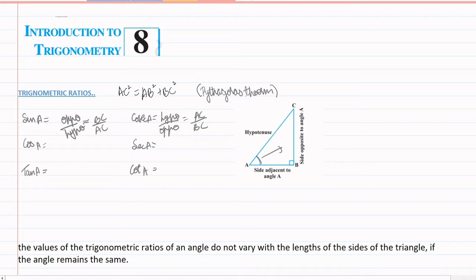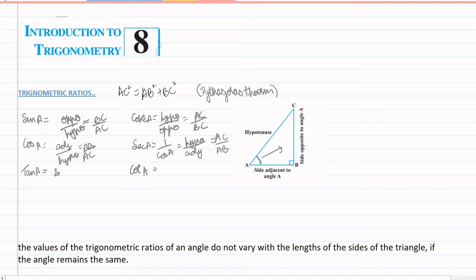Cos A is the adjacent side, which is AB, divided by hypotenuse. It can also be written as AB divided by AC. Sec A is the reciprocal of cos A. You can write it as 1 by cos A, or hypotenuse divided by adjacent, which is equal to AC by AB.